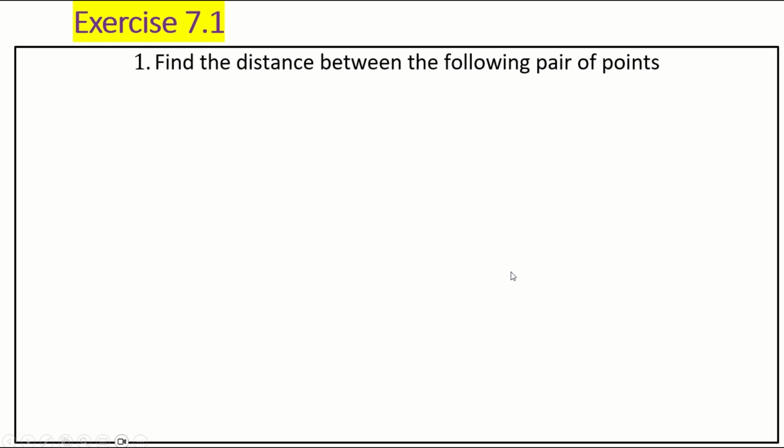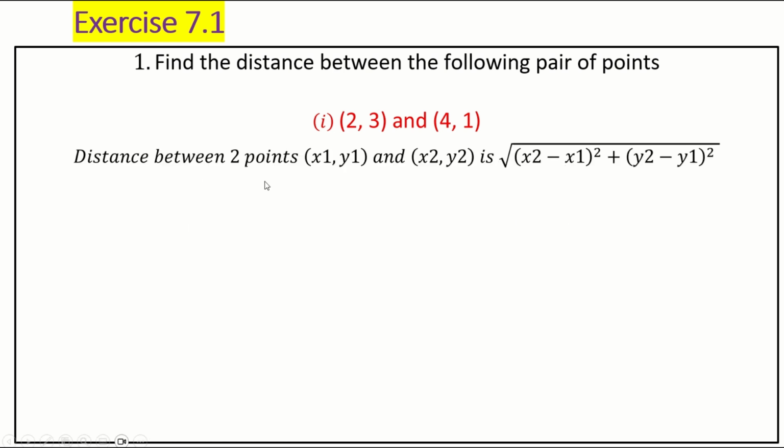Find the distance between following pair of points. I will explain one of them, and the template will be same, and we just have to substitute the values properly and do the right mathematics, right addition, subtraction, multiplication and division. That's it. So distance between 2 points (x1, y1) and (x2, y2) is square root of (x2 minus x1) whole square plus (y2 minus y1) whole square.